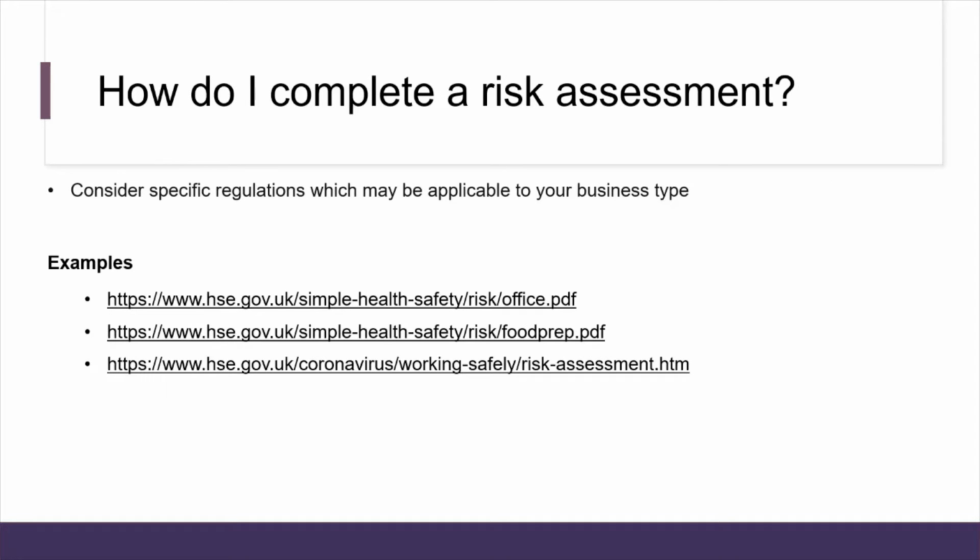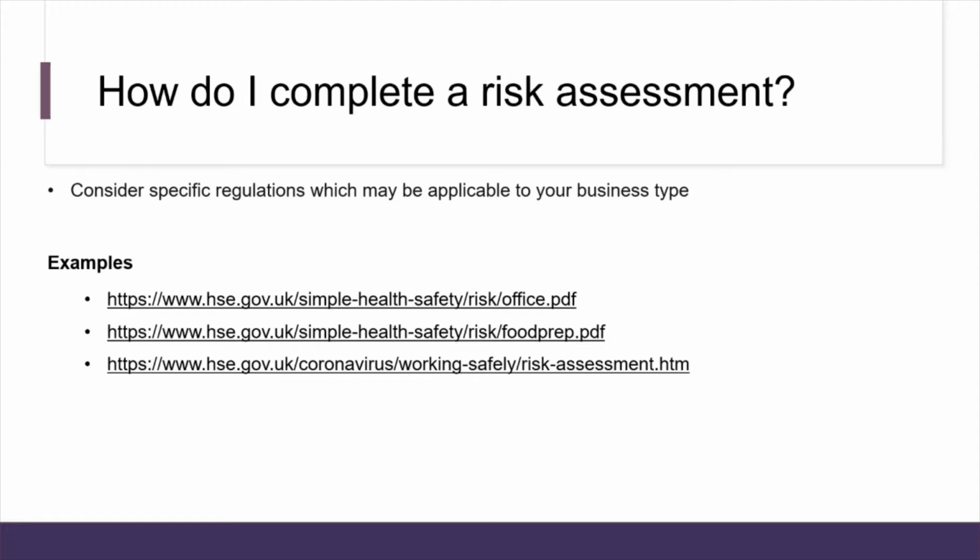Now, we appreciate that this is very difficult to understand and can be very complicated. So I will now go through a couple of examples for you here today, including one for office-based businesses and food preparation and service. I will then go through an example of a previous COVID-19 risk assessment template. These typical examples show how other businesses have managed risks. You can use them as a guide to think about some of the hazards in your business, and the steps you need to take to manage these risks.